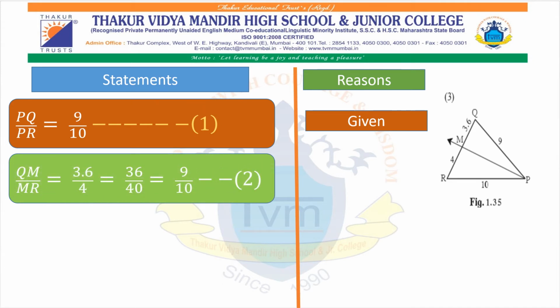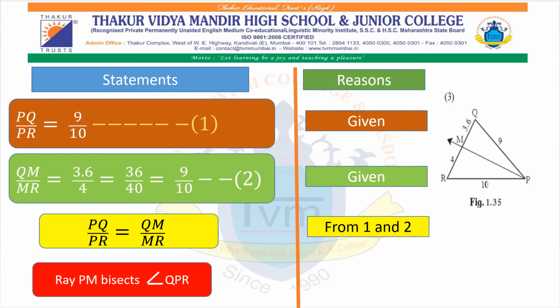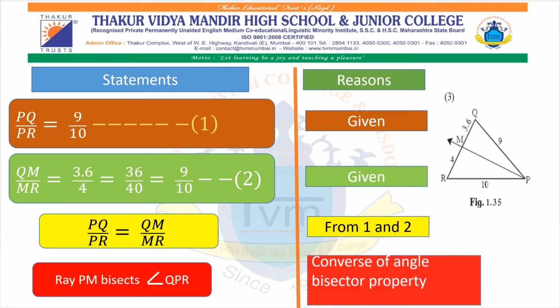3.6 upon 4, which can be written as 36 upon 40. We have removed decimal point by multiplying numerator as well as denominator by 10, and the ratio we have got will be 9 upon 10. So here if you compare equation 1 and 2, they both are 9 upon 10. So that gives me PQ upon PR is equal to QM upon MR. So from 1 and 2 we have got this. Yes, now we have proved this ratio is equal. So ray PM bisects angle QPR, converse of angle bisector property.